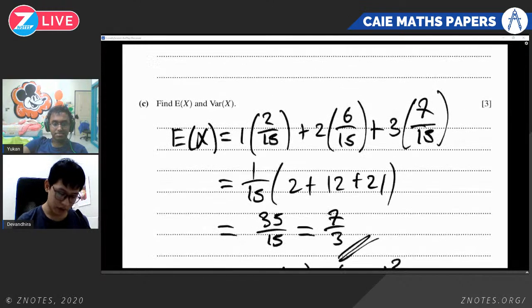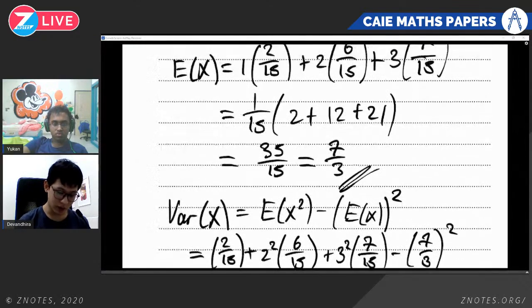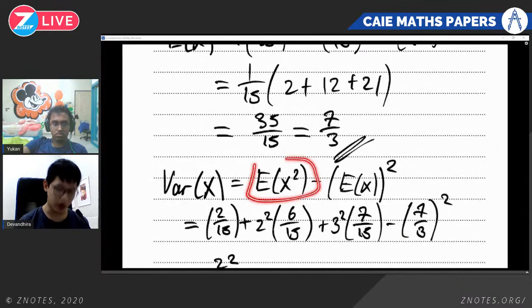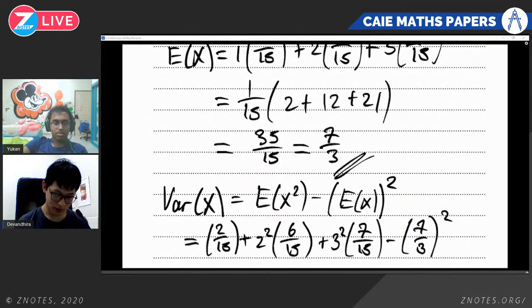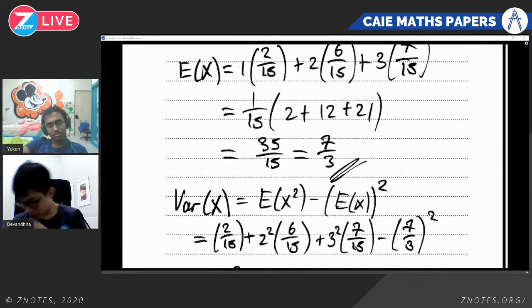Now, what about var x? Var x is a bit more tricky. So the formula is that instead of finding E of x, we have E of x squared subtracted by the square of E of x. So how do you get E of x squared here? It's the same as expectation, but you have to do x squared times probability of x. Exactly.